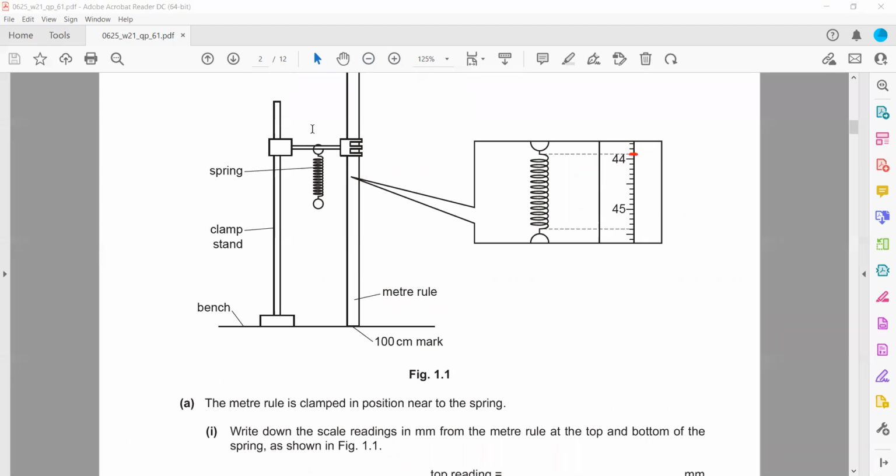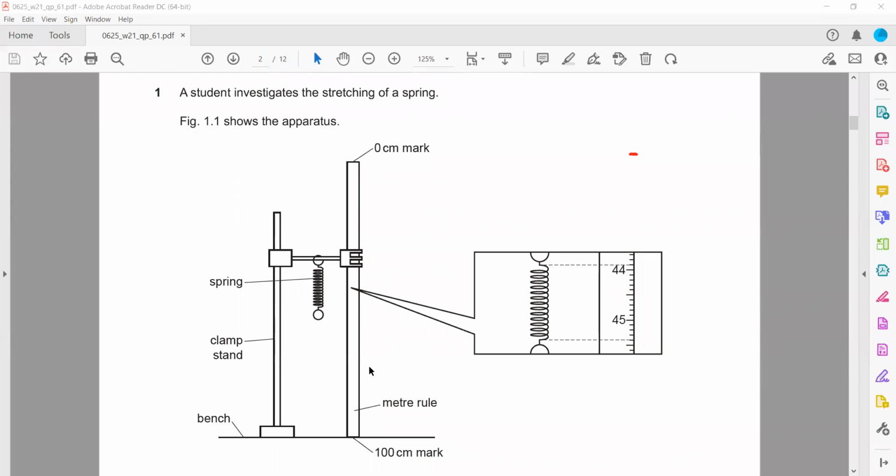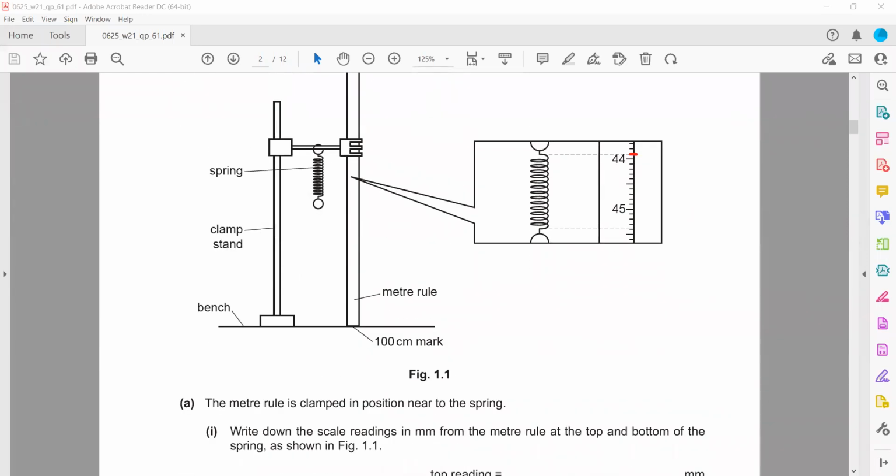Remember, the zero is at the top and 100 is at the bottom. So what is this value? The first value, the reading at the top, and the reading at the bottom.